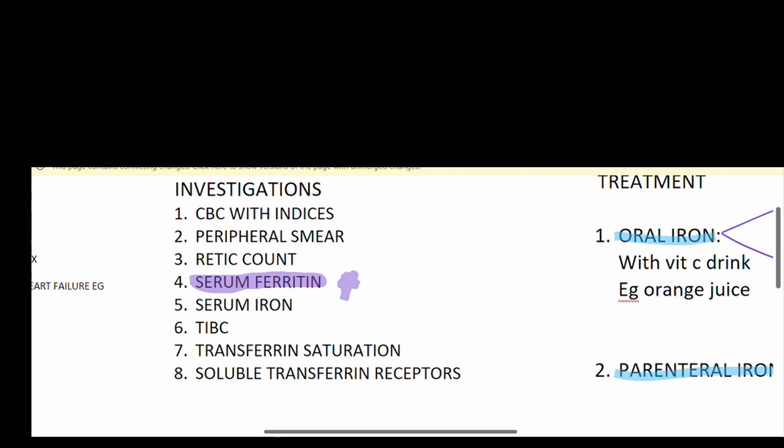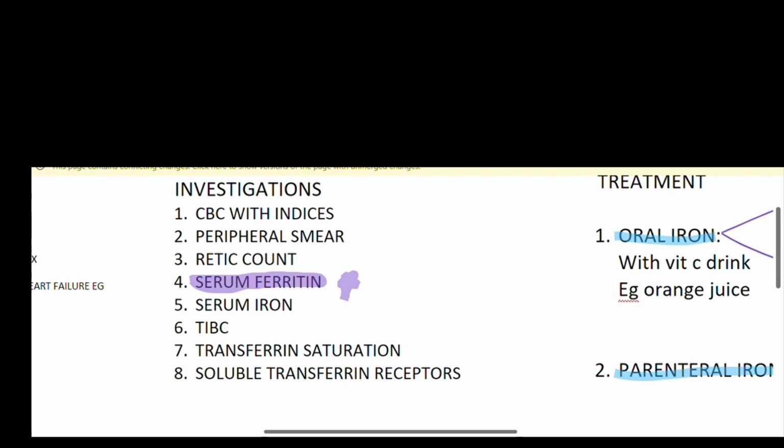Normally the HB is 12. When the HB is less than that, it is considered anemia. And with the indices, MCV, MCHC, or MCH, these are all decreased in the patient with iron deficiency anemia.